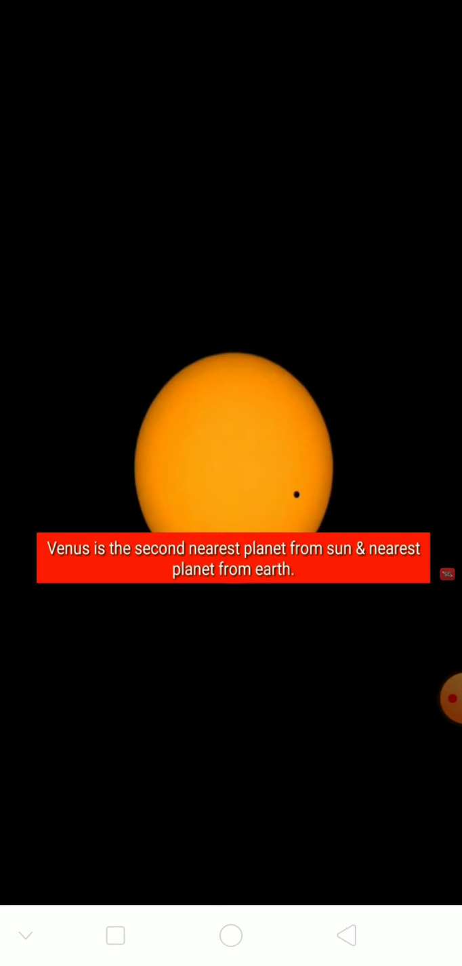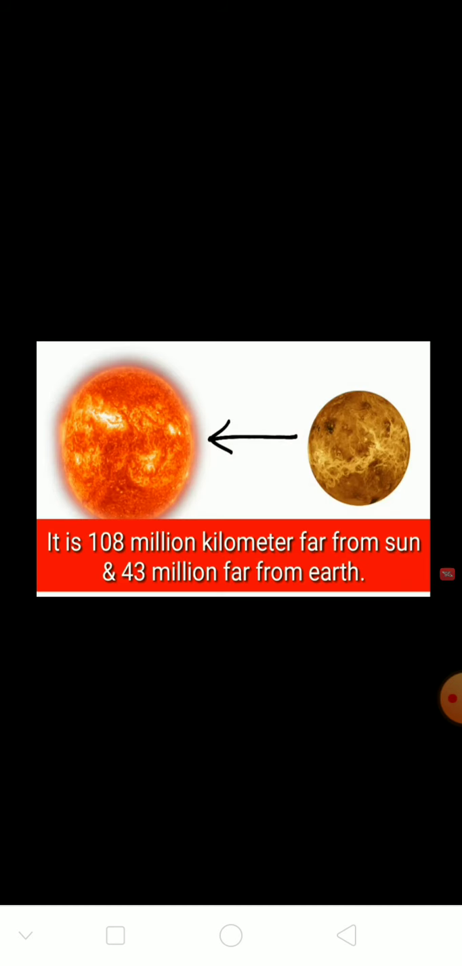Second planet, Venus. Venus is the second nearest planet from the Sun and the nearest planet to Earth. It is 108 million kilometers far from the Sun and 43 million kilometers far from Earth. Here is the distance between the Sun and planet Venus. How much distance is there? 108 million kilometers. And between Earth and Venus, there is a distance of 43 million kilometers.